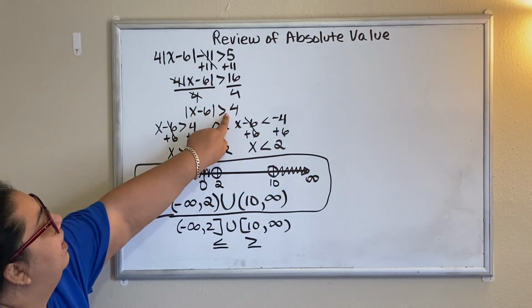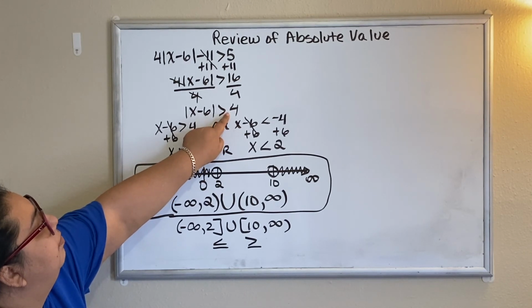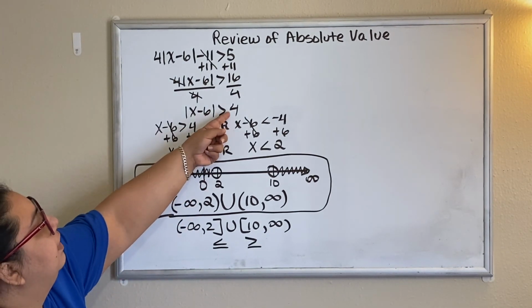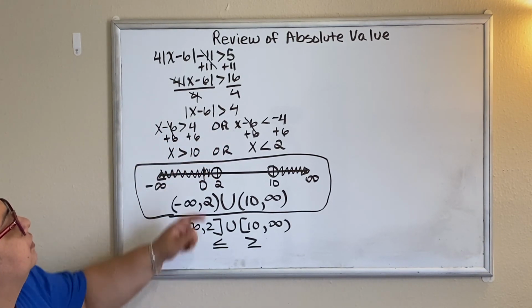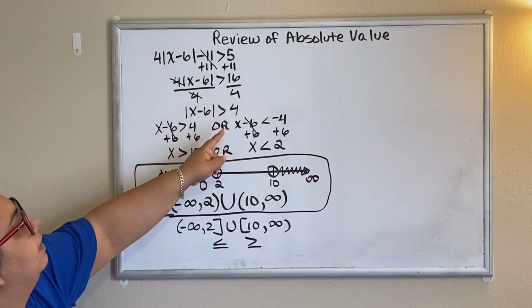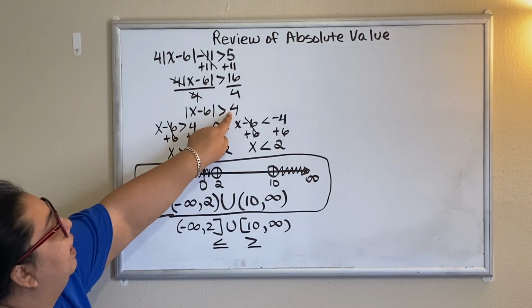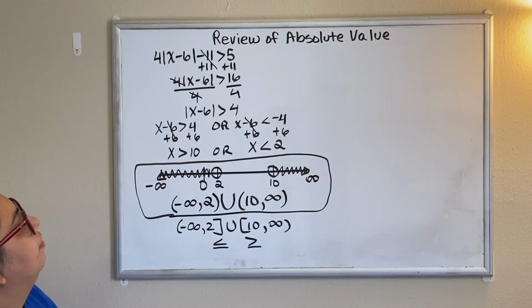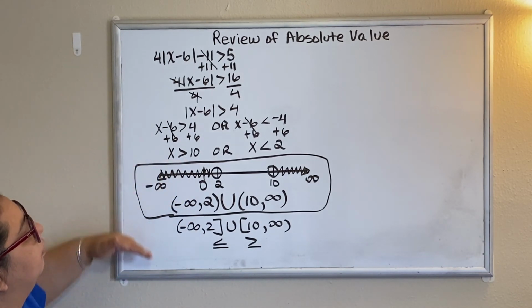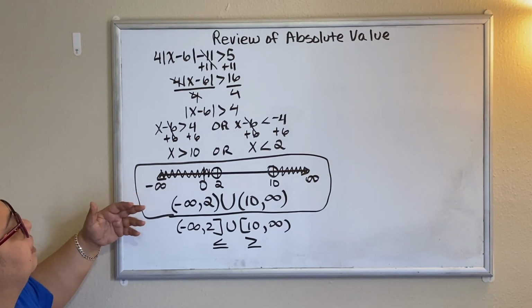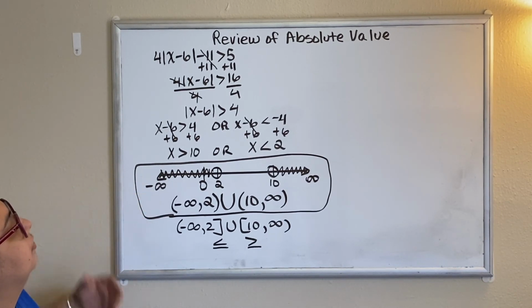Now, if I would have had a negative up here, that would have been negative 4, we would have had to decide, is it all real numbers or is it no solution? If it's greater than a negative, it would be all real numbers. If it would be less than a negative, it would have been no solution. So you need to check, is it a positive number or a negative number here? If it's a positive number, you're going to do what we just did. If it's a negative number, then you need to determine, is it all real numbers or no solution?